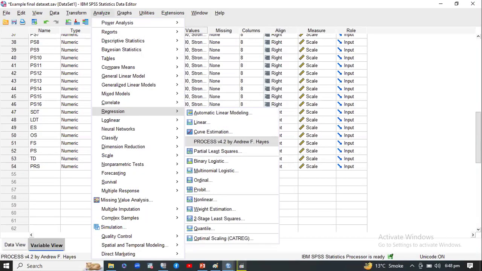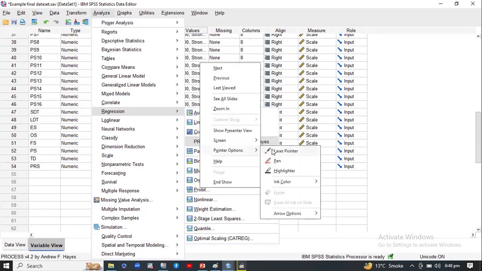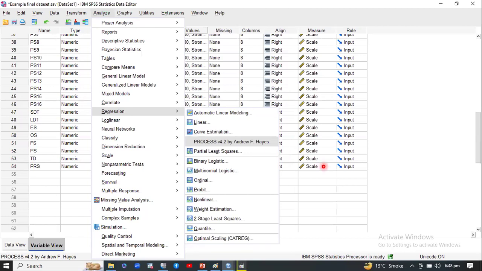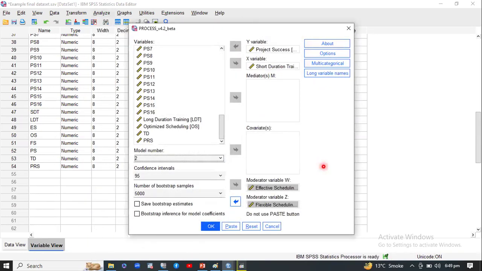So what we need to do is go to Analyze, go to Regression, go to PROCESS version 4.2 by Andrew Hayes. We need to put our dependent variable in the Y variable list. We need to put our independent variable, short duration training, in the X variable list. We need to put our first continuous moderating variable in the moderator variable W, and we need to put our second moderator in moderator variable Z. So these two boxes can be used for two moderating variables.